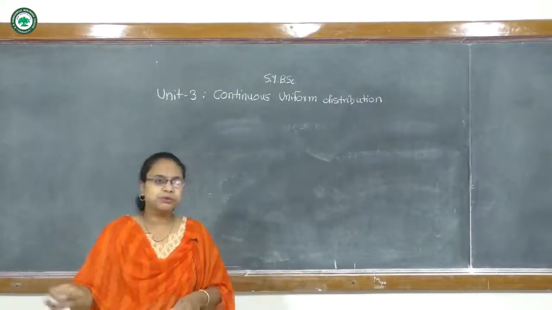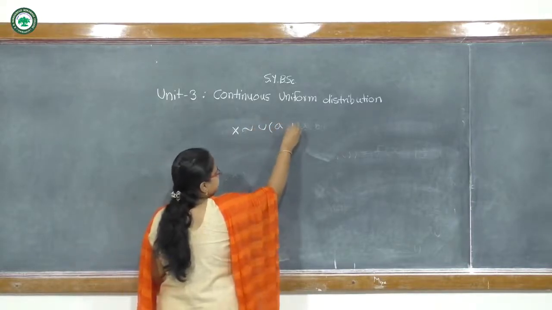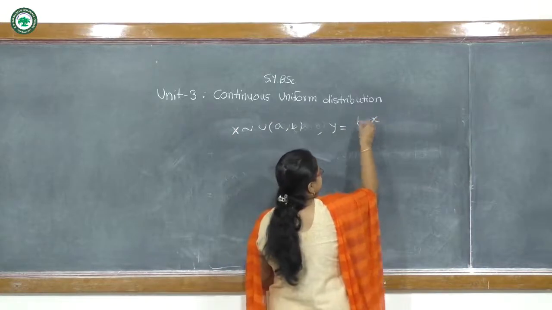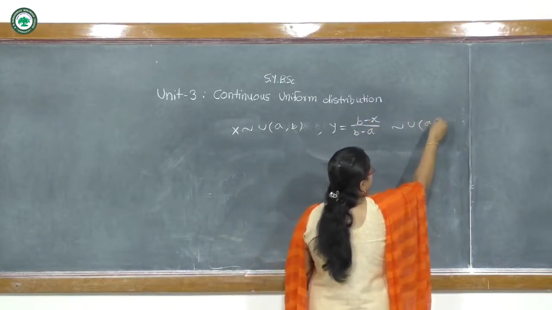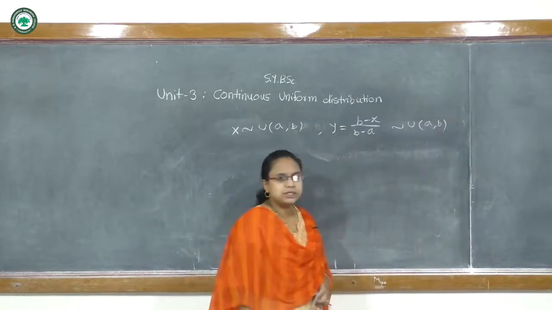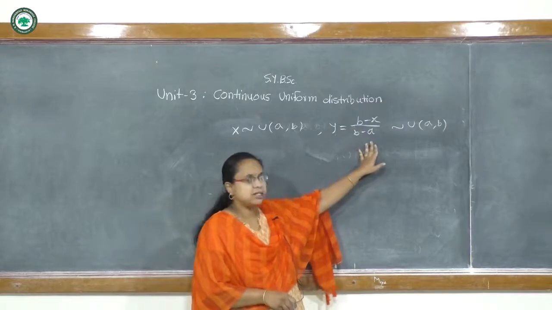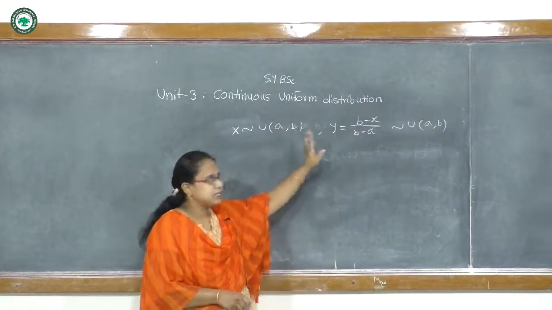We can also prove that if x follows uniform (a, b), then y equal to (b minus x) upon (b minus a) will follow uniform (0, 1). Its proof will be similar to result 1. So we have proved result 1, and similarly we can prove this result also.